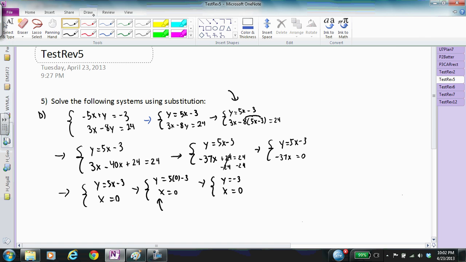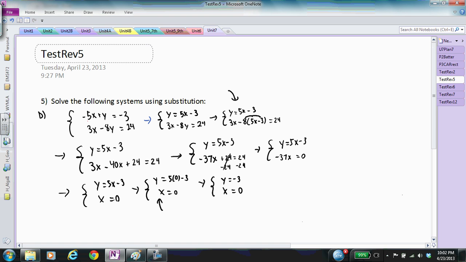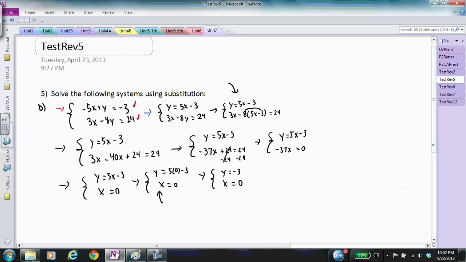Now we can go back and think about if that makes sense in the original system that we started with right here. Negative 5 times 0 is 0. Negative 3 equals negative 3. Check. 3 times 0 is 0. Negative 8 times negative 3 is positive 24. Check. So that's substitution. So I could write this as 0, negative 3.